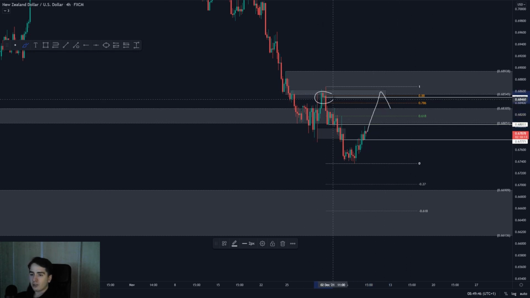So main focus is on this level over here. This is the strongest area of 4-hour supply. From there, a potential downside move once again.